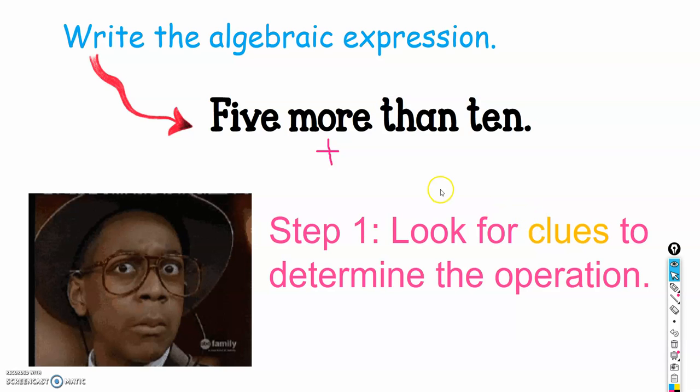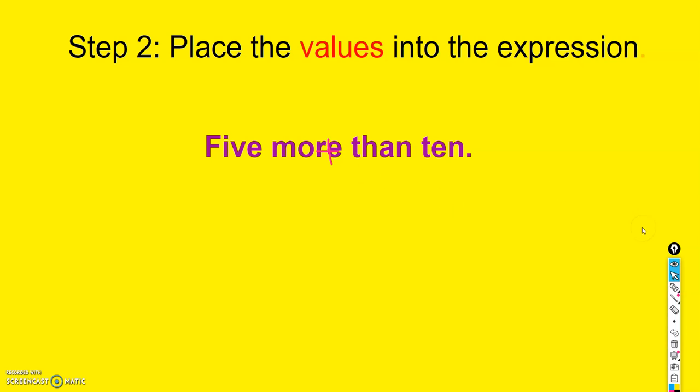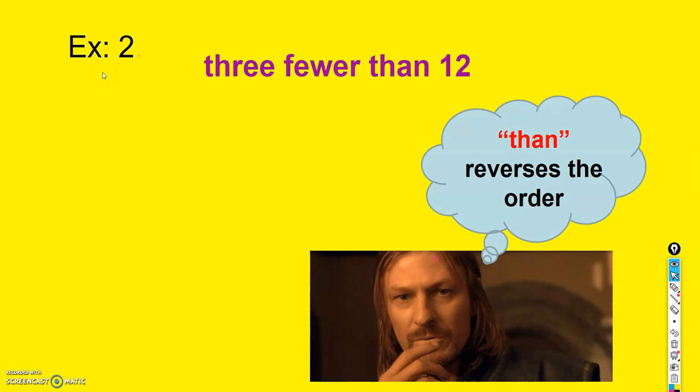So let's go on to the next slide here, if we can. Oh, goodness. Do our plus down here. So our second step here is to place the values, value means number, into the expression. 5 more than is plus 10. That's all there is to it, folks. And we have written an expression just like that. Try and get us to the next slide if I can. There we go. Here's example 2.